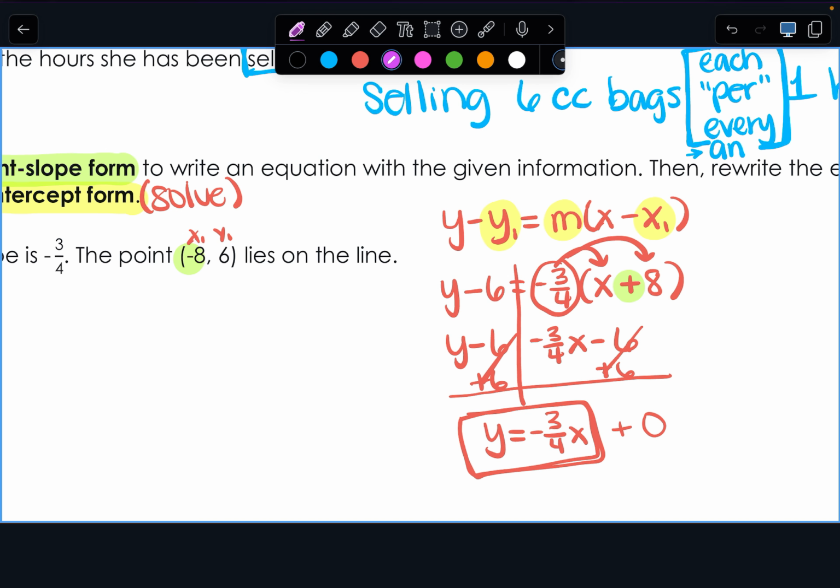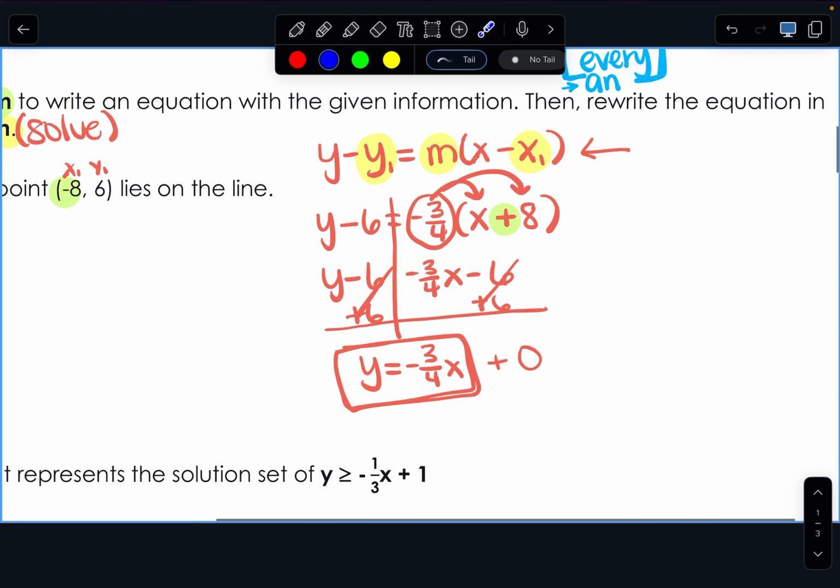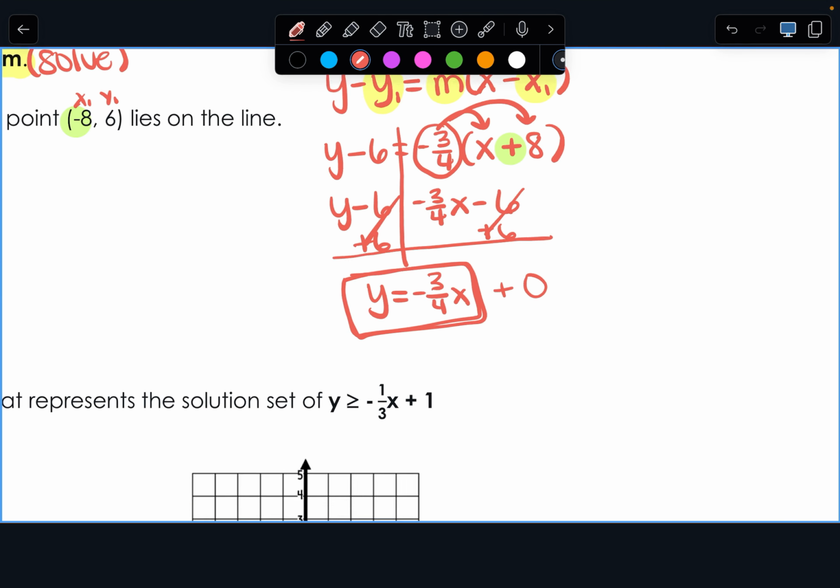Number 3. The whole concept behind this problem is knowing how to use point slope form and knowing that going from point slope form to slope intercept form means that you have to solve it. Because we wrote that one equation already, then we solved it. Correct. That was the point of the problem.